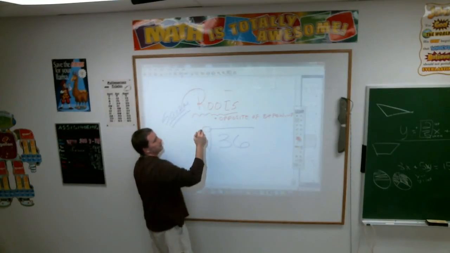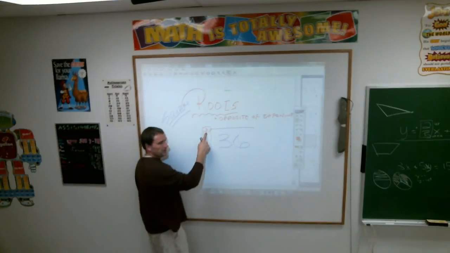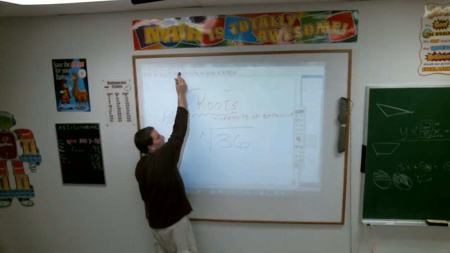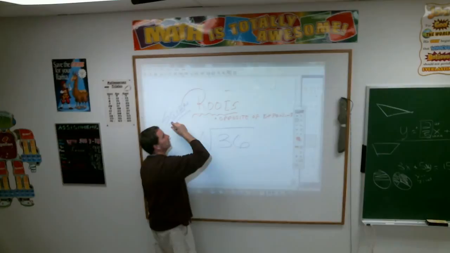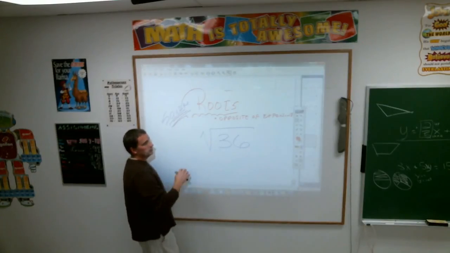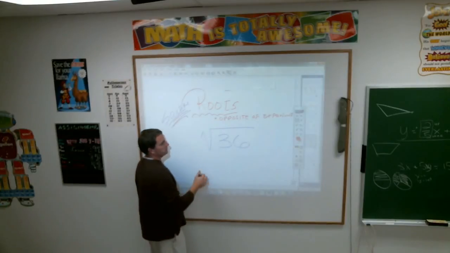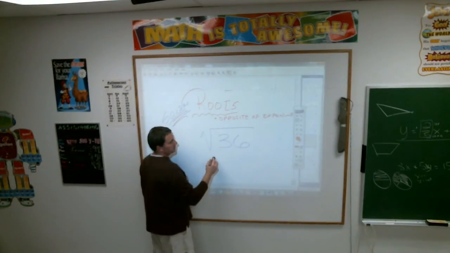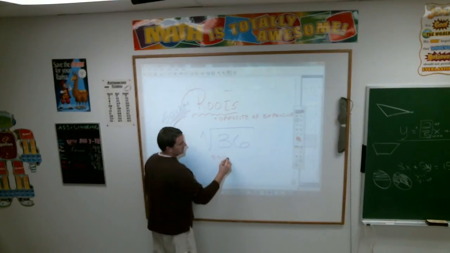And we won't get to this till a little bit later, but if there was a 3 there, that would mean it's the third root, or a cube root. If it was a 4, it would be the fourth root. But when there is no number there, we assume it's a square root. Okay? And square roots are the opposite of exponents. In other words, you need to answer this question.